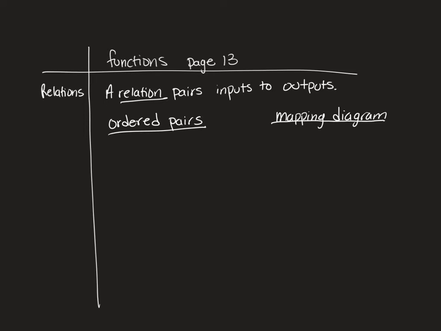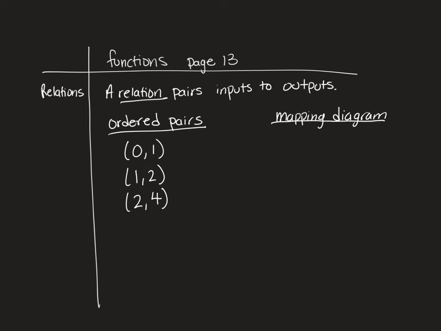So a relation pairs inputs to outputs. You can have a list of ordered pairs, or you can have a mapping diagram when we're talking about a relation. Ordered pairs is something that you're probably familiar with. You'll probably see something like (0, 1), (1, 2), (2, 4).